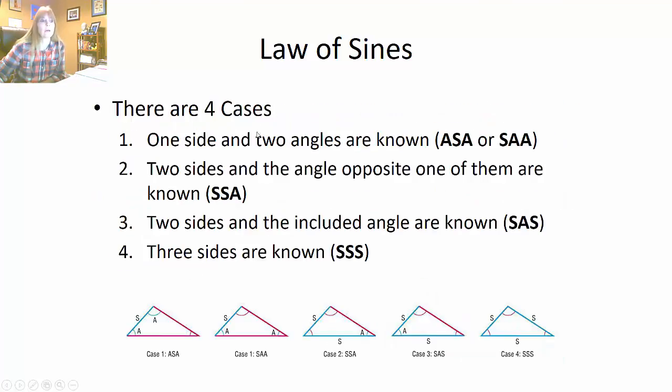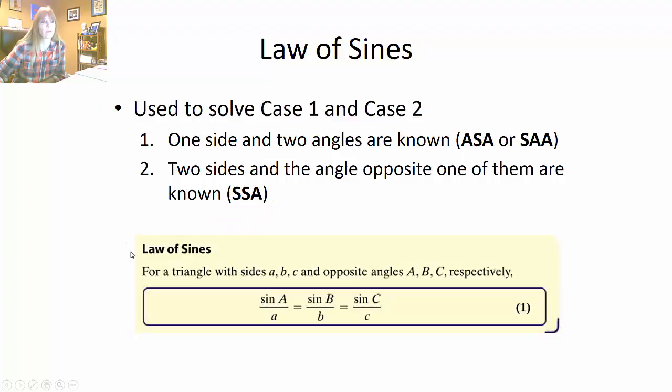So here are the four cases of what could happen. Case one: one side and two angles are known. Case two: two sides and the angle opposite one of them. Case three: two sides and the angle between them. And case four: side, side, side. We're only going to do cases 1 and 2 in this section, but then with the law of cosines, we'll use 3 and 4.